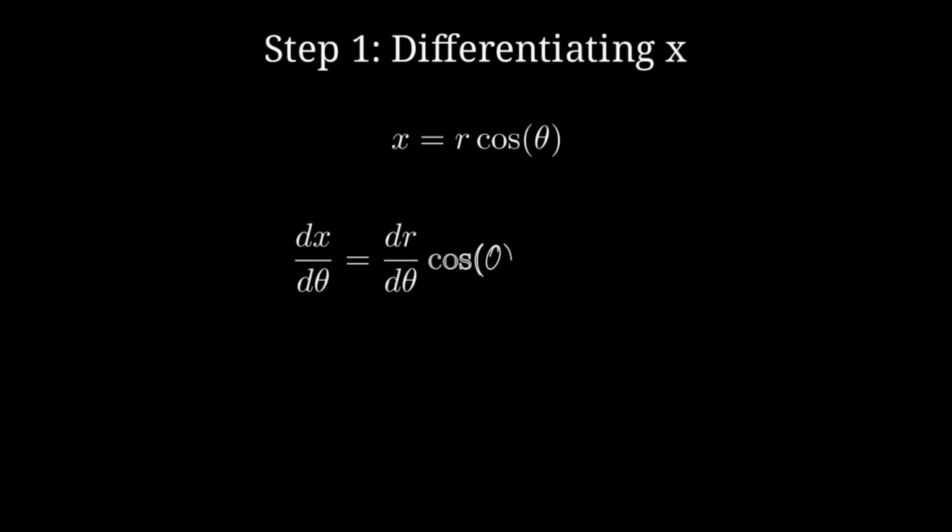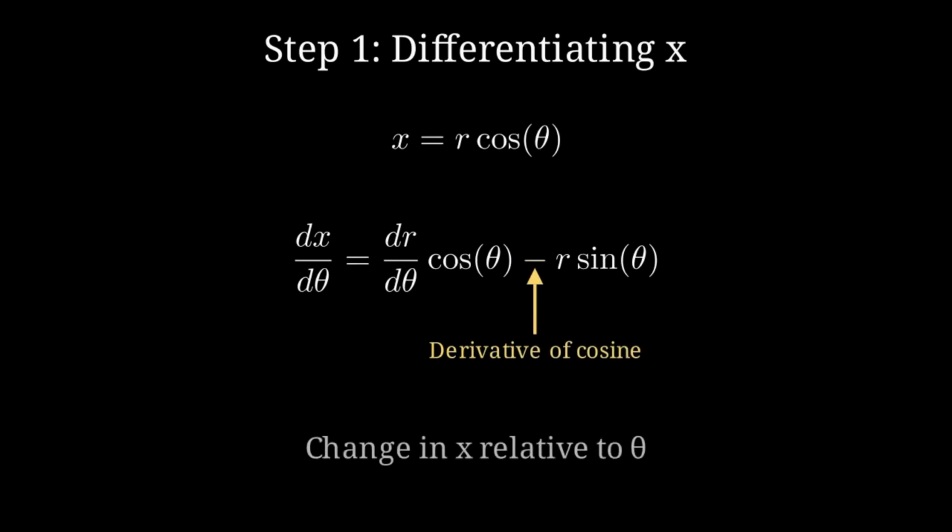Let's begin the derivation. Starting with x equals r cosine theta, we take the derivative with respect to theta. Using the product rule, we get dr/dθ times cosine theta, plus r times the derivative of cosine, which is negative sine theta. This represents how the horizontal position changes as the angle increases. We do the same for the y-coordinate.